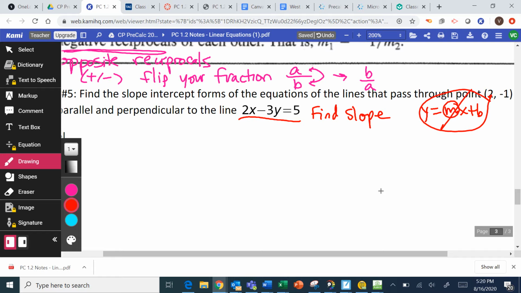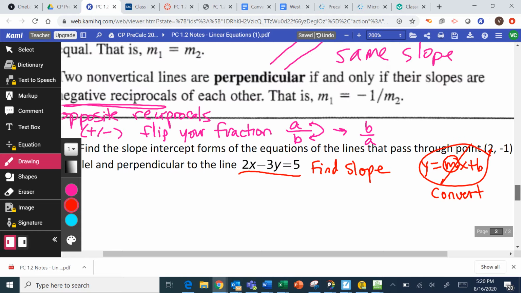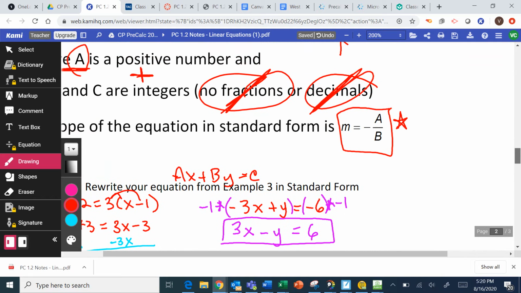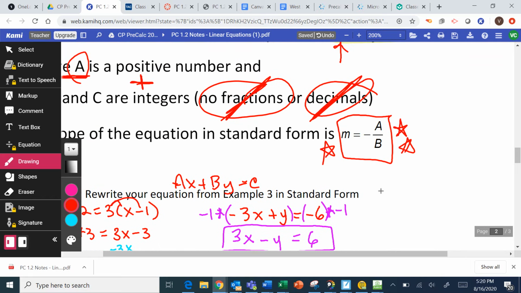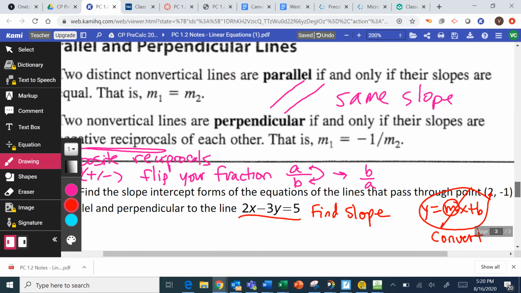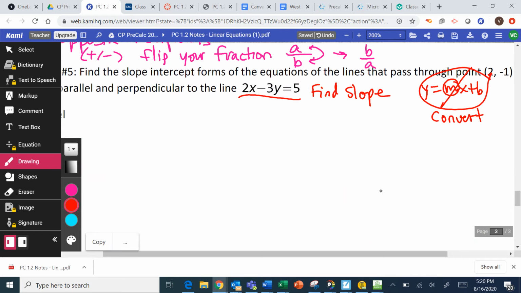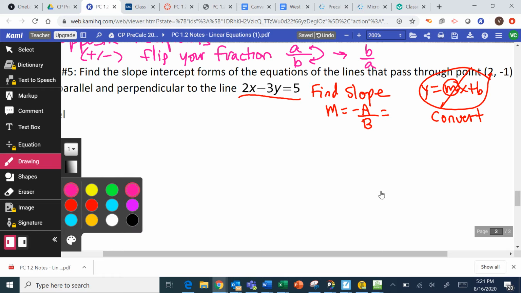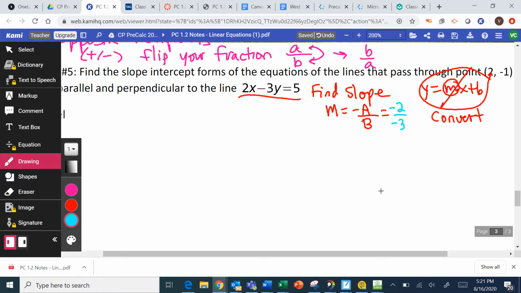So your choices are to convert it, or there was a tiny little hint back here that said when in standard form, we can find the slope by doing negative a over b. I'm going to use that shortcut because it's way faster than converting the equation. To remember that it is negative a over b, I write it every time. So our slope is negative 2 over negative 3, which we reduce to 2/3. That's the slope.